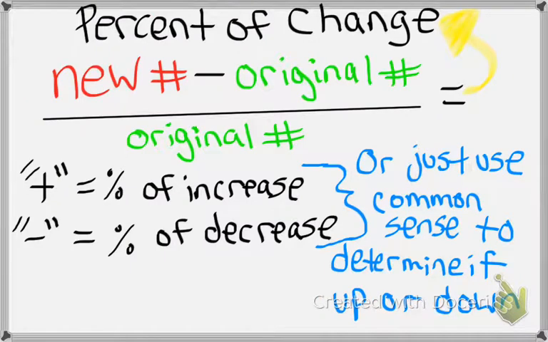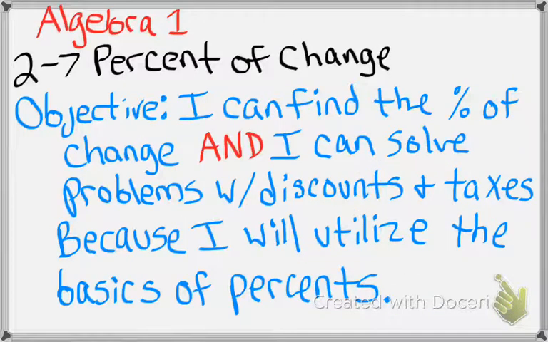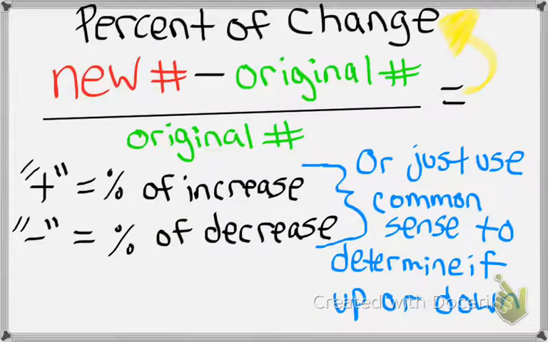Percent of change, that's the first thing we're going to talk about, because you'll notice there are three things we're going to talk about. We're going to talk about percent of change, and we're going to talk about discounts and taxes. So percent of change, in general, is the ratio of the amount of change compared to the original starting amount. That's essentially the definition of percent of change.